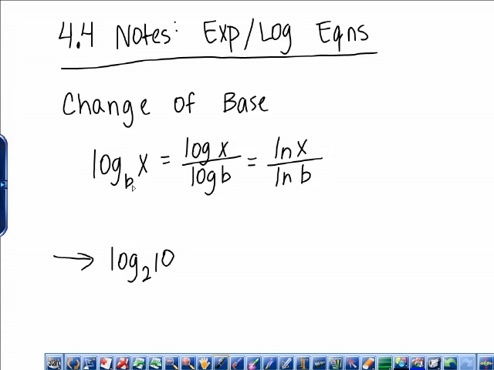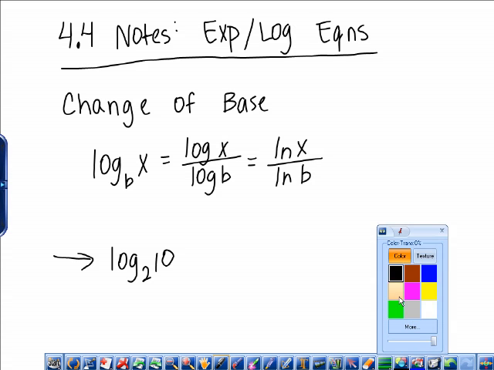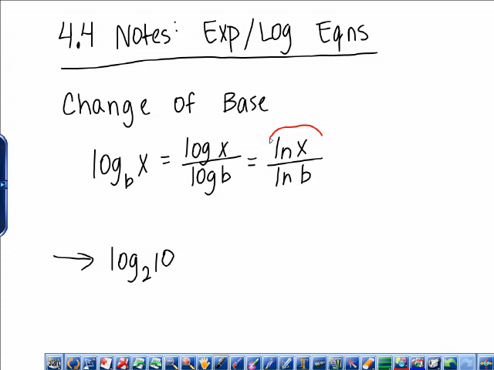So if you have log of base b of x, that is equivalent to log of x over log of b for any base, really. I've written them with the common log, but you could use any base here. You could even use natural log, and in fact, this is probably what we're going to use the most. And this is what you'll see mostly in calculus.